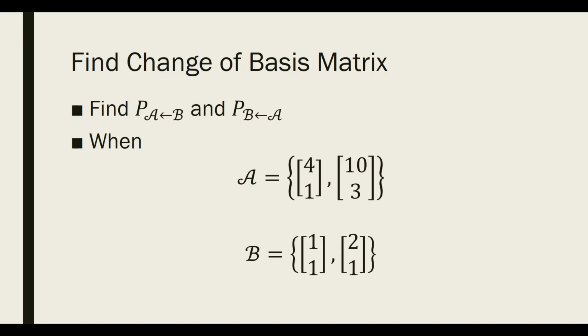So let's do an example here. We have two explicitly defined bases for R2. And we're going to find the change of basis matrix that goes from A to B and the change of basis matrix that goes from B to A. By the way, these are going to be inverses of one another, so hopefully that'll all make sense. So I want you to push pause, refer to the last slide, and try to do this.